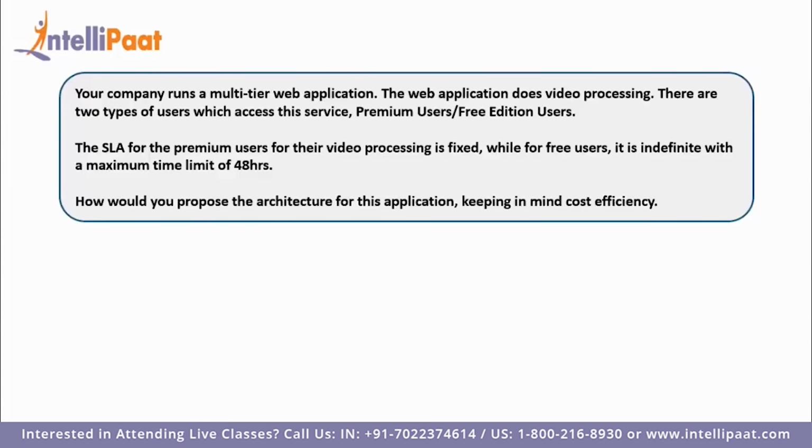All right, so to rephrase this question, basically you have an application which has two kinds of traffic. One is free traffic and one is premium traffic. The premium traffic has an SLA that the tasks should be completed in say 1 hour or 2 hours. The free traffic, they do not guarantee when it will finish, and it has a maximum SLA of 48 hours. So if you were to optimize the architecture for this at the back end, how would you design it to get the maximum cost efficiency possible?